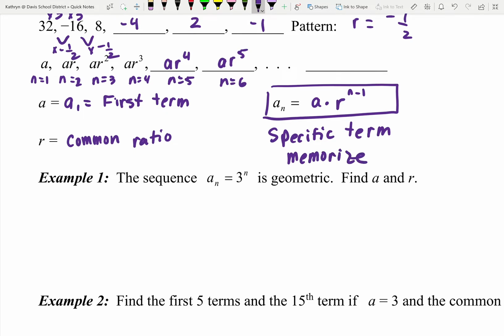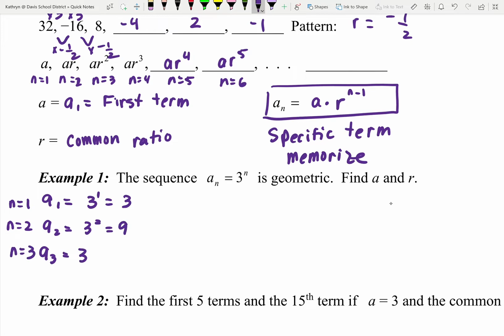Okay. The sequence that's given, this formula is given, is geometric. Find your A and find your R. Well, let's find a few terms, guys. Let's go A sub 1, A sub 2, and A sub 3. So I'm finding A sub 1. That means n is a 1. So that would be 3 to the first, which is just a 3. If I'm finding A sub 2, that means n is 2. So that's 3 squared, which is 9. If I'm finding A sub 3, then n is 3. That's 3 to the third, which is 27. That's enough. So A, I already found. That's the first term. That's a 3.